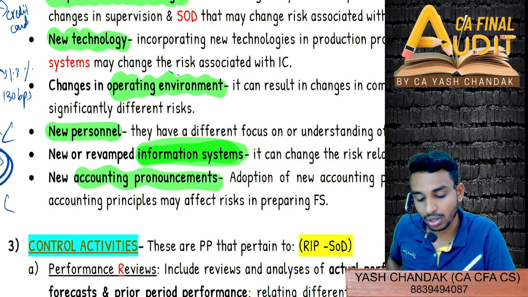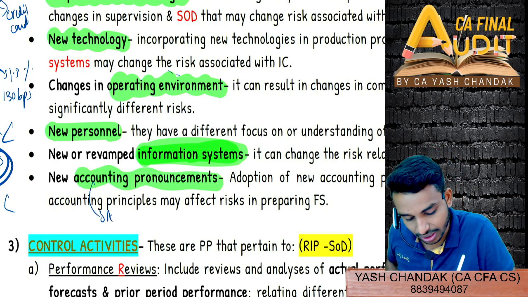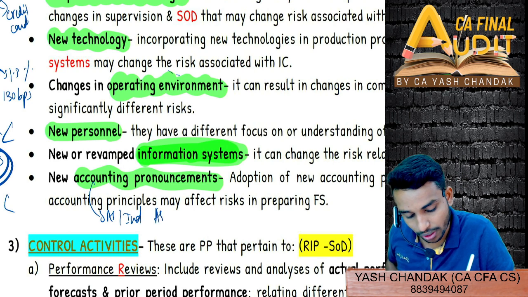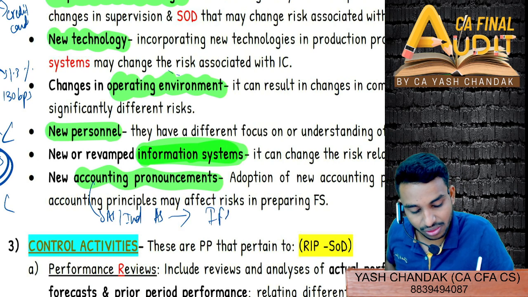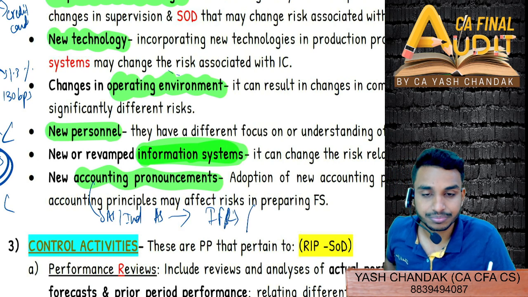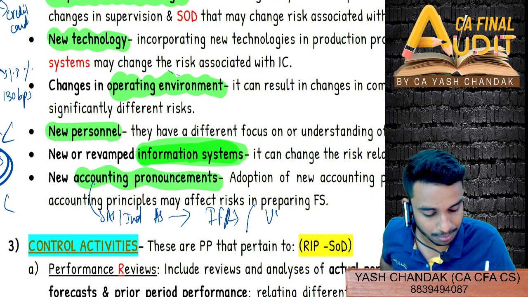And also now, earlier you were applied with what? AS Index. Now once you have gone to foreign, you will be applied with what? IFRS, right? IFRS or US GAAP.